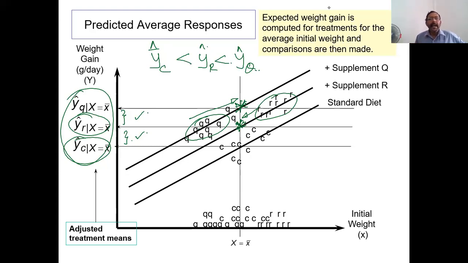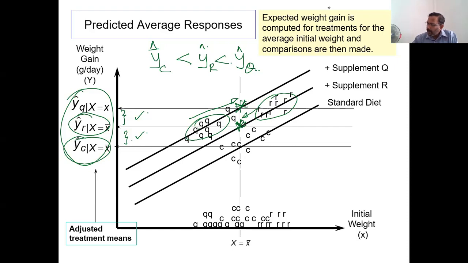When we did ANOVA, what we said, Q and R is having more or less same value than the standard diet. Standard diet is lower, Q and R behavior is similar. But here we prove that Q is much better than R, right? So that there's a difference. So you see, this is the advantage of ANCOVA, right?